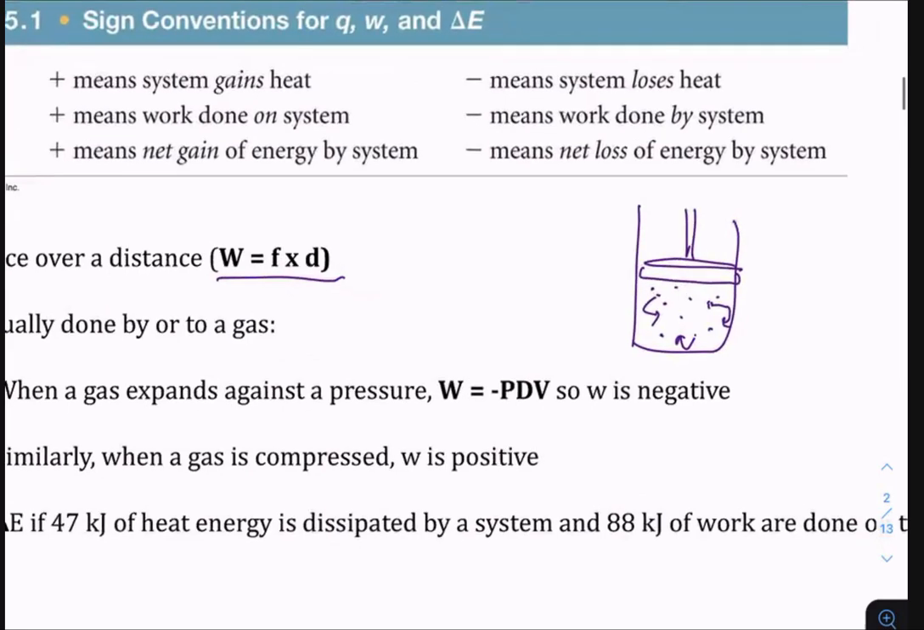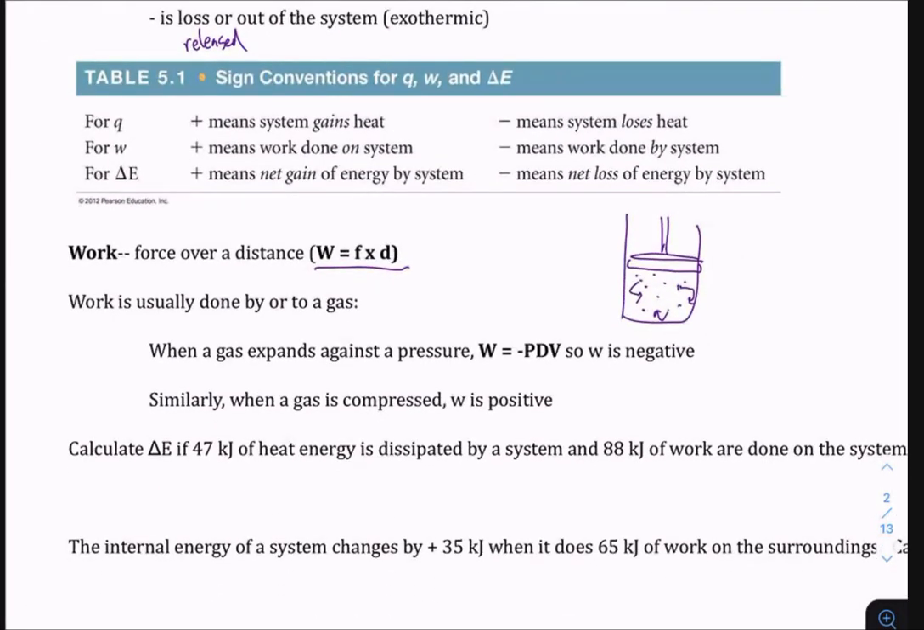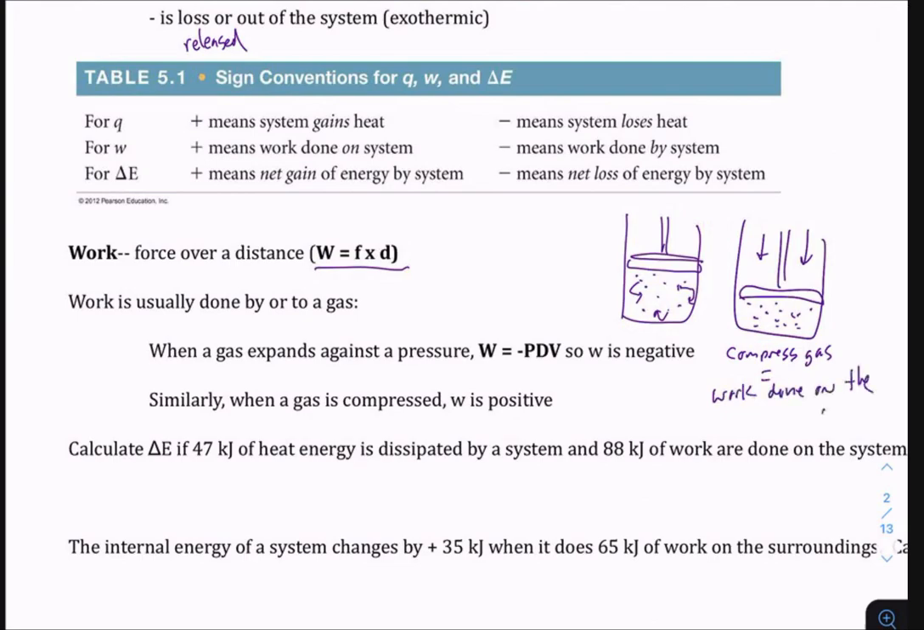So if I have a piston system like this, and I push down on the plunger, we're compressing it, right? This is work done on the gas. That work is absorbed by the gas, so this would be a positive W for the gas. Work done on the gas is positive W.